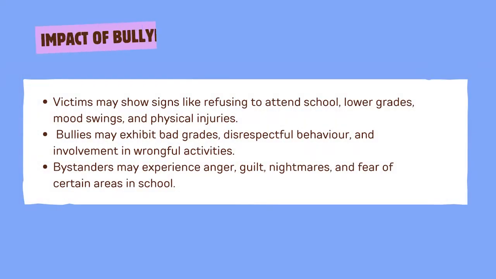Impact of bullying. Victims may show signs like refusing to attend school, lower grades, mood swings, and physical injuries. Bullies may exhibit bad grades, disrespectful behavior, and involvement in wrongful activities. Bystanders may experience anger, guilt, nightmares, and fear of certain areas in space.